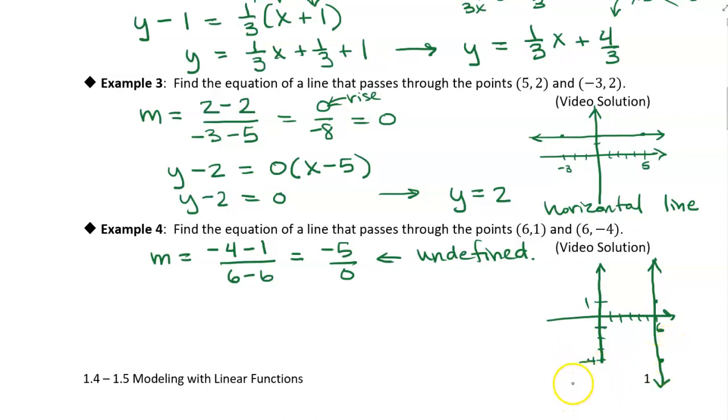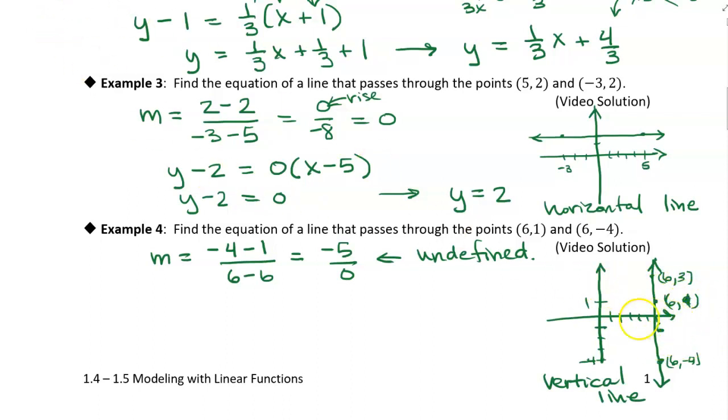Okay, so let me write that down. Vertical line, right? We get a vertical line. All right, now we're asked to find the equation for this line. So we found that there's an undefined slope, and we still need to write the equation. So what's happening here? We have this point was (6, -4), right? This point was (6, 1). We could choose another point on the line, like maybe this is (6, 3). Oops, that was (6, 1), wasn't it? That's supposed to be a positive one, right?